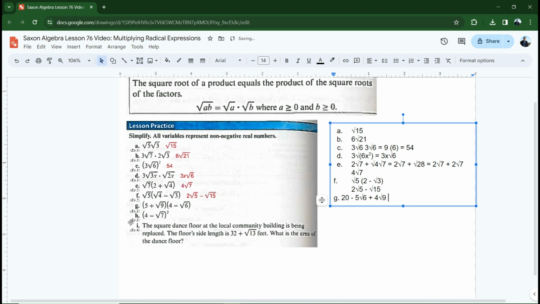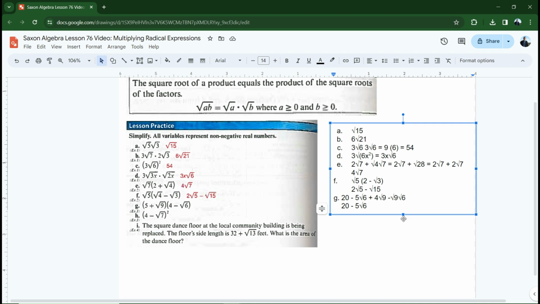Those are the inners. And then the last are going to be minus the square root of 9 times the square root of 6. Okay, let's go ahead and solve and simplify these. So it's going to be 20 minus 5 square root of 6. There's nothing I can do with that one. 6 can't be simplified any further. There's no perfect squares in 6.